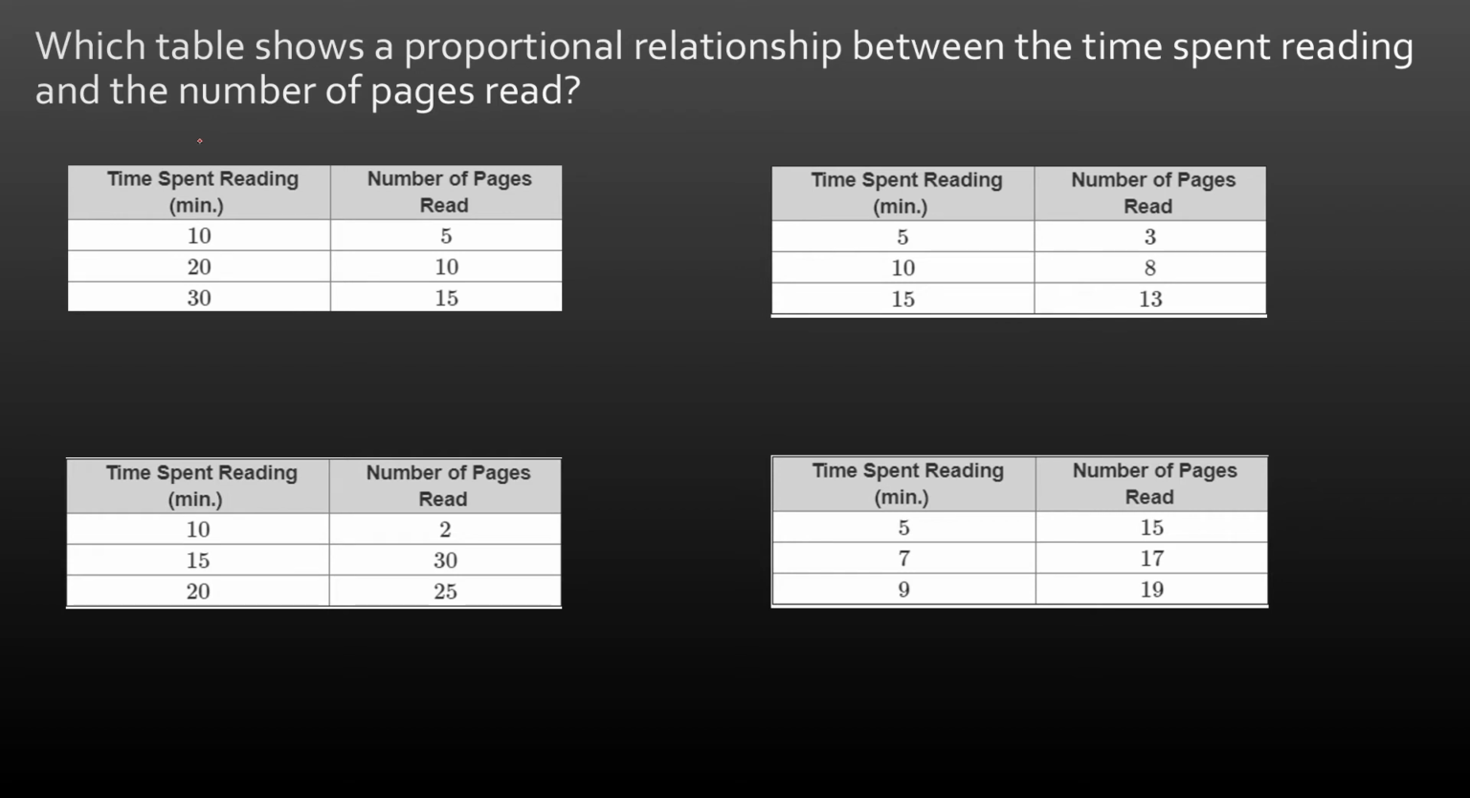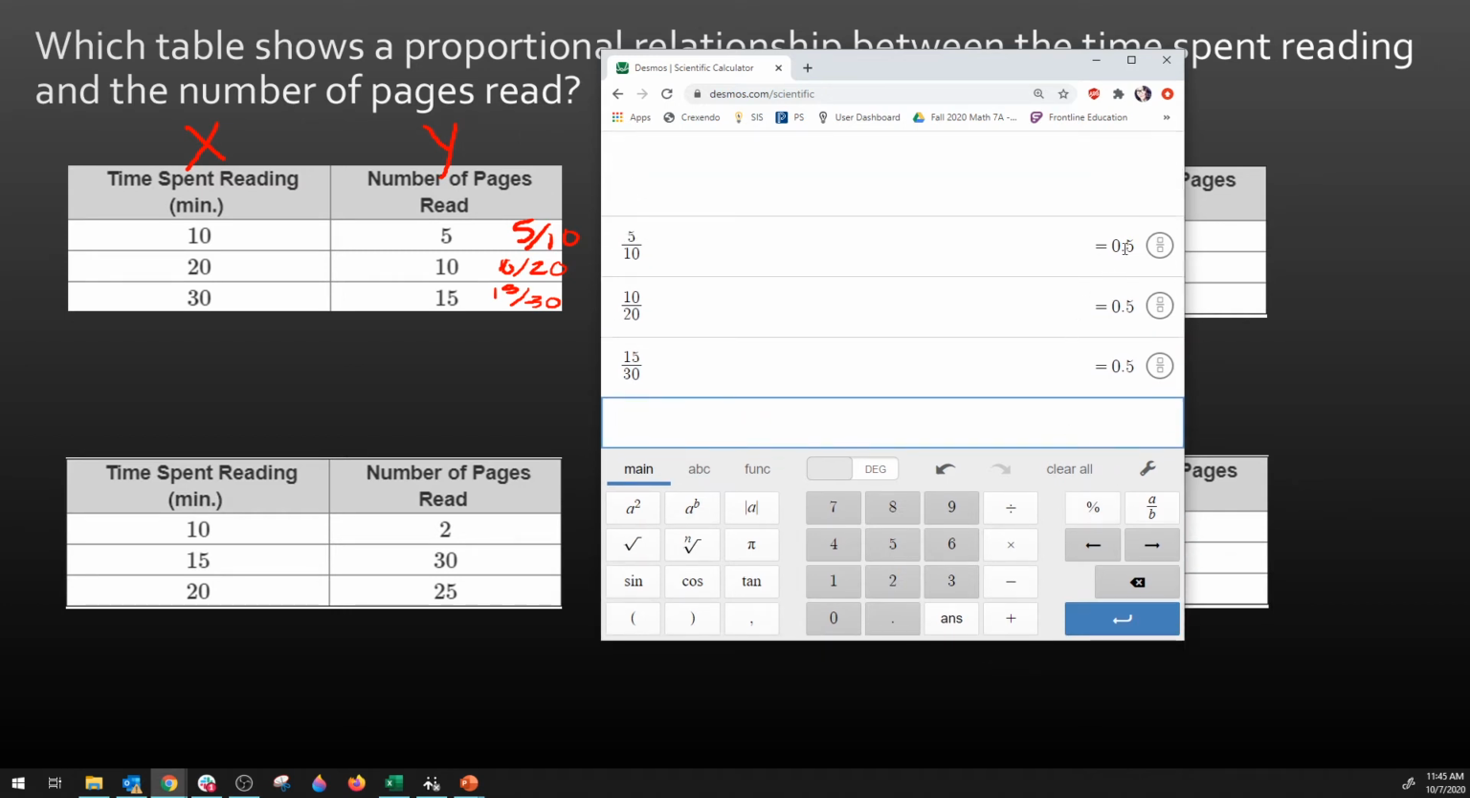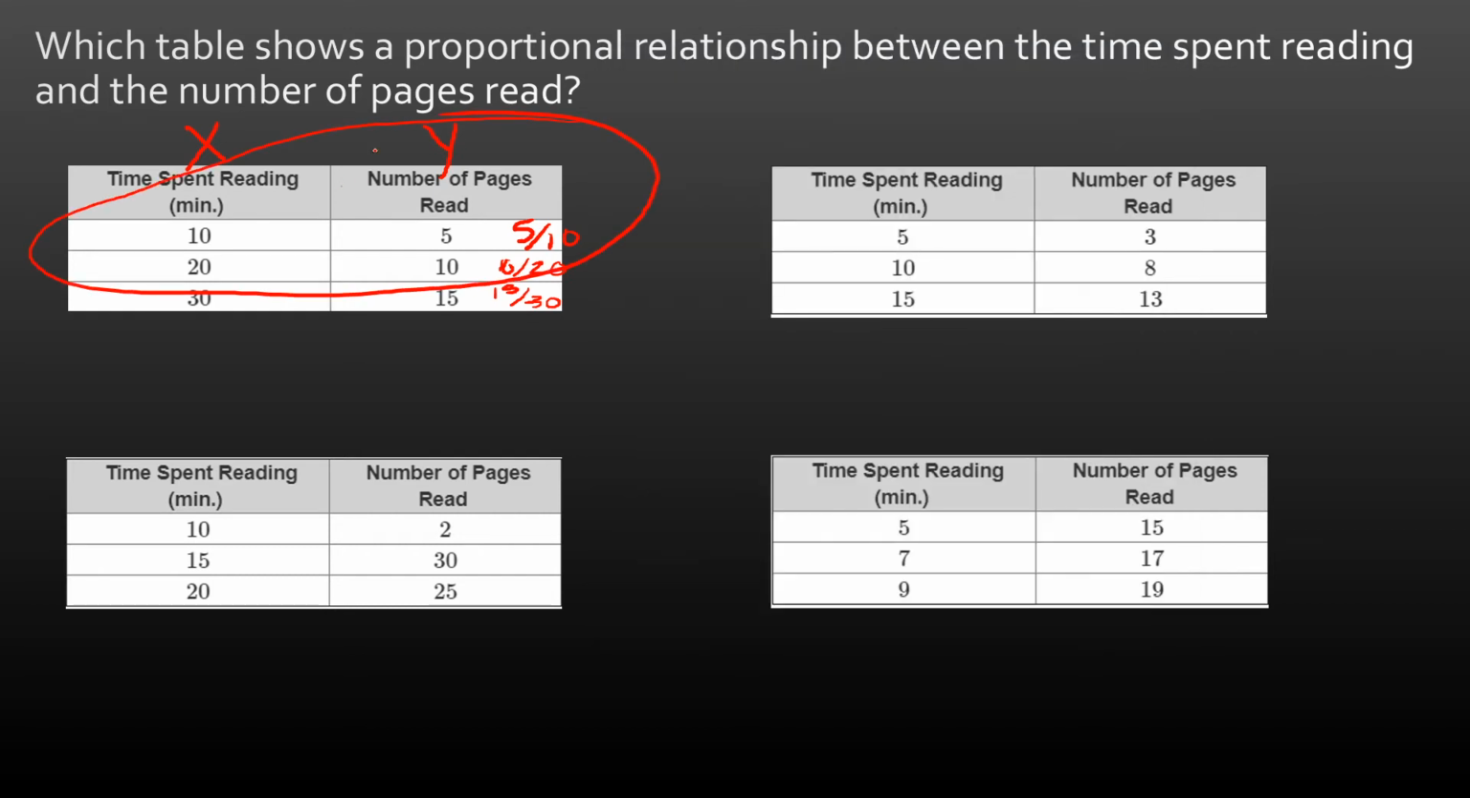So let's look at our first table here. X comes first, y comes second. Remember, I'm putting it in y over x. So my first ratio here is going to be 5 over 10, 10 over 20, 15 over 30. And we can type that into a calculator and see when we simplify it, do we get the same number or are they different? So 5 over 10, 10 over 20, 15 over 30. Here, when I type all three of these in, they all reduce to the same exact number. So that means that this table here is proportional because they all reduce to the same.